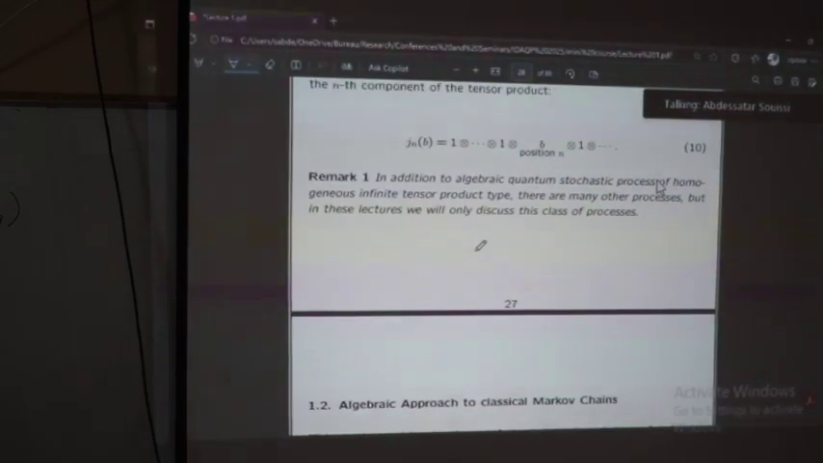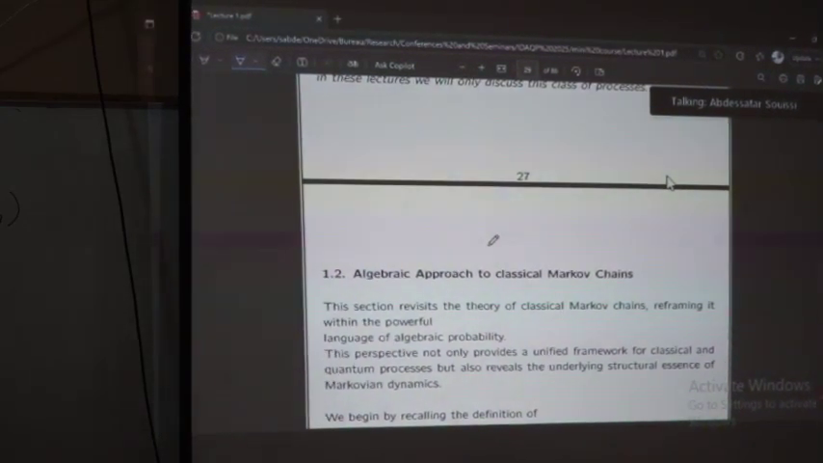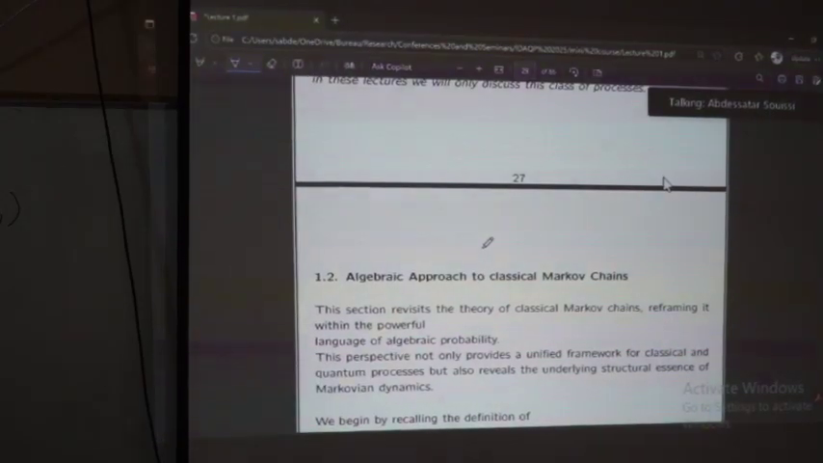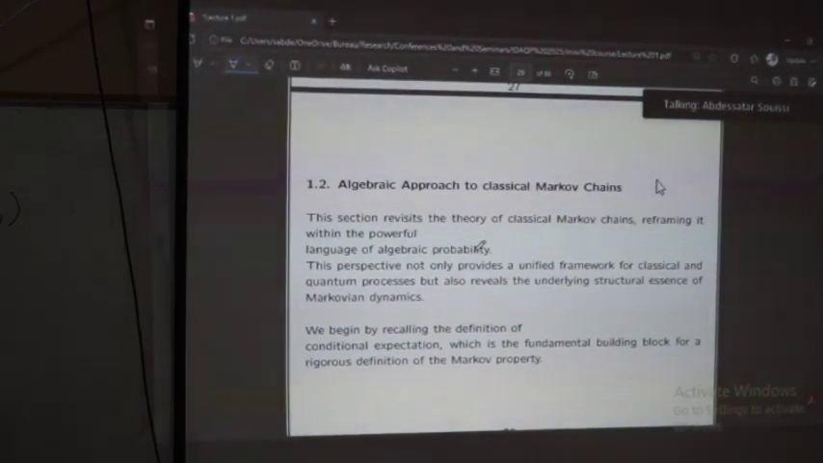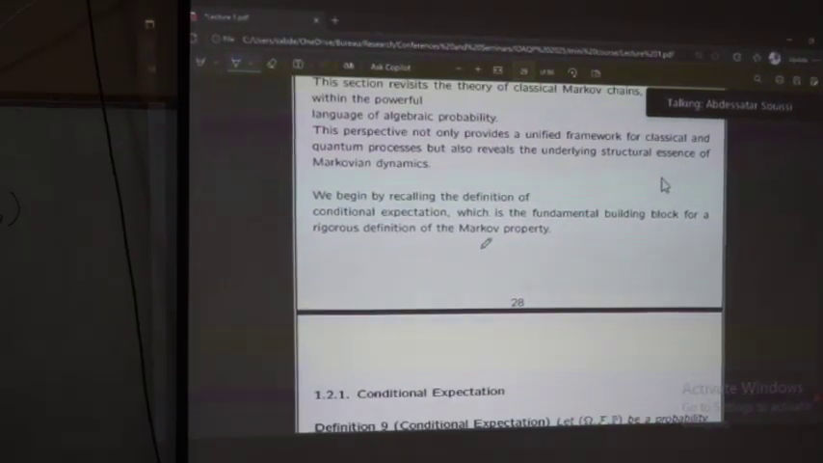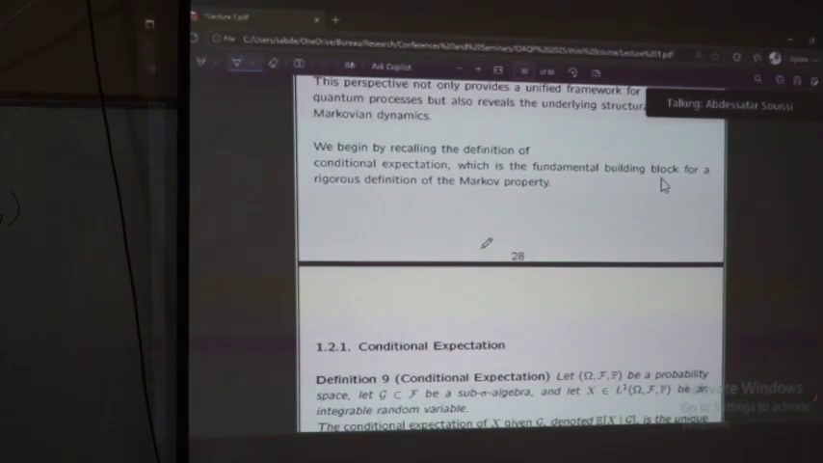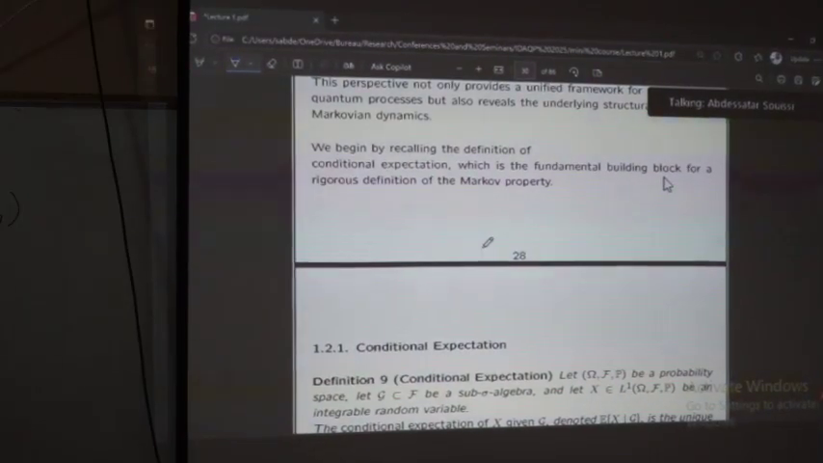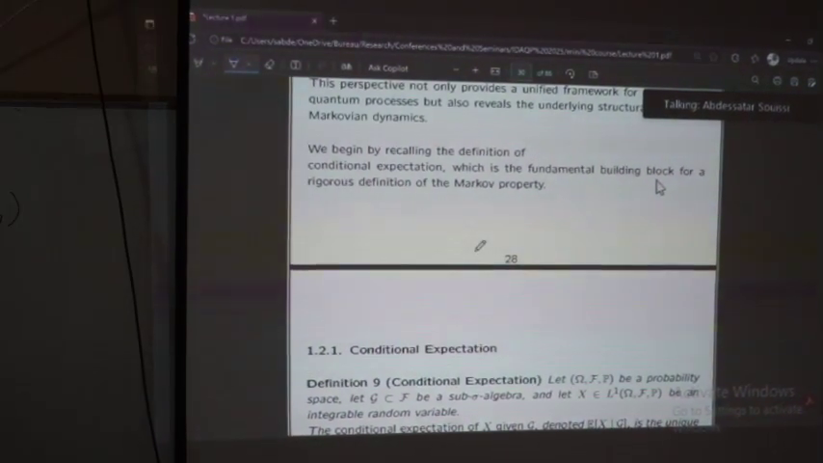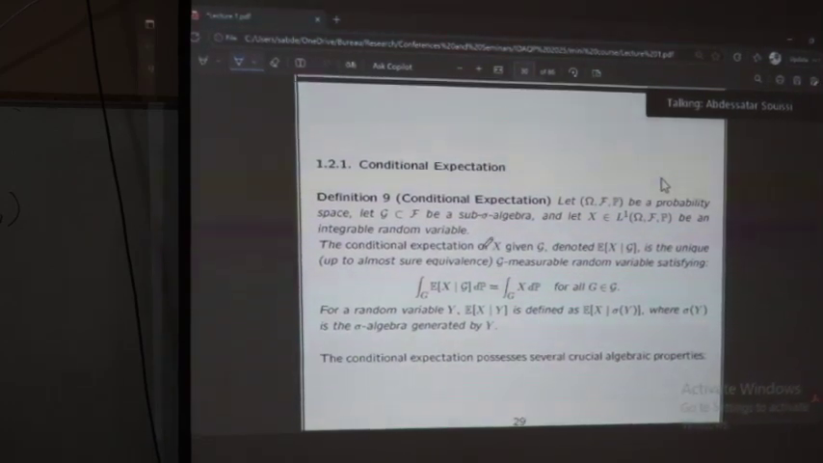Now we are ready to reformulate the usual theory of Markov chains in this algebraic mode. It's known that Markov chains are processes characterized by the fact that, given the present, the future depends only on the present and not on the past. But it can also be reformulated using conditional expectations.